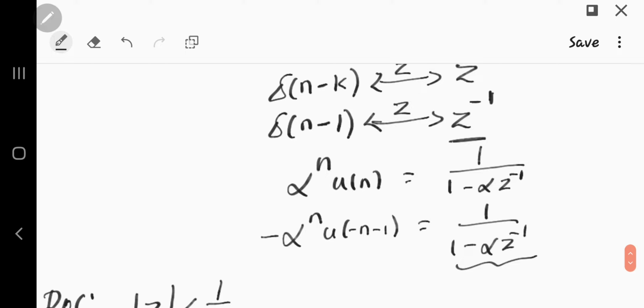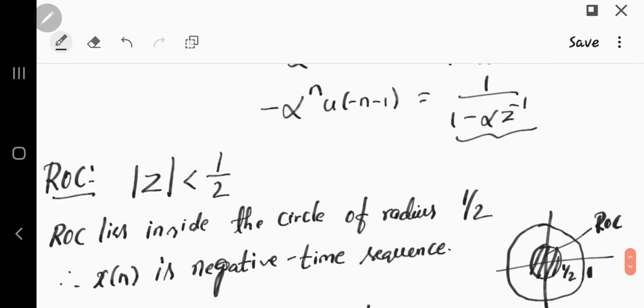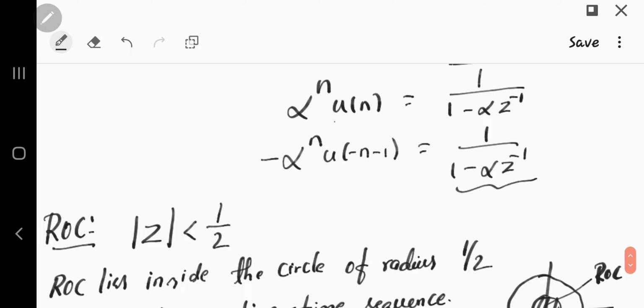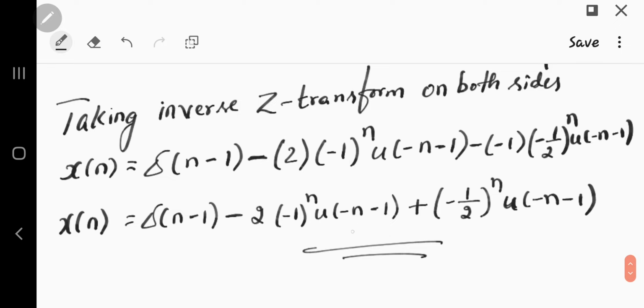Next, after figuring out whether it is a negative time sequence or positive time sequence, you have to select whether it is in this form or in this form. And after applying this inverse transform, if there is a need, you go for simplification and you will get the end result.